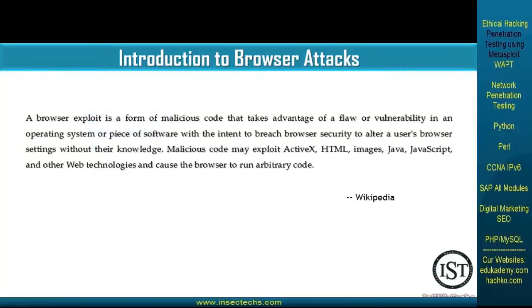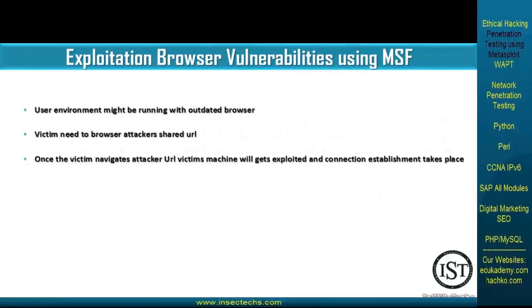So coming to the basic introduction to browser attacks. According to Wikipedia, a browser exploit is a form of malicious code that takes advantage of a flaw or a vulnerability in an operating system or a piece of software with the intent to breach the browser security to alter users' browser settings without their knowledge. Malicious code may exploit ActiveX, HTML, images, Java, JavaScript and other web technologies and cause the browser to run arbitrary code. A very big definition according to Wikipedia. So now we shall exploit these browser vulnerabilities using the Metasploit framework.